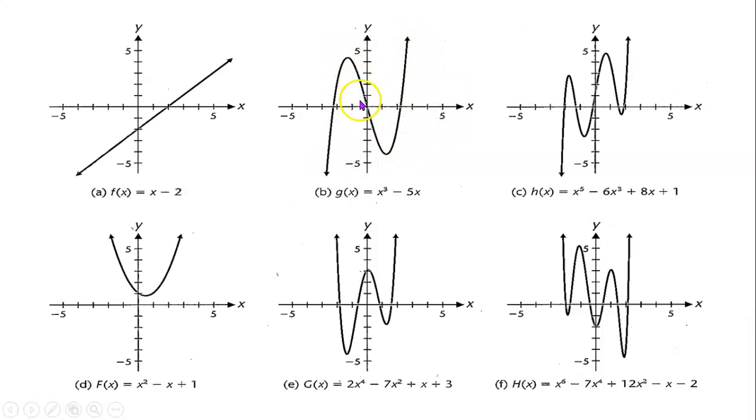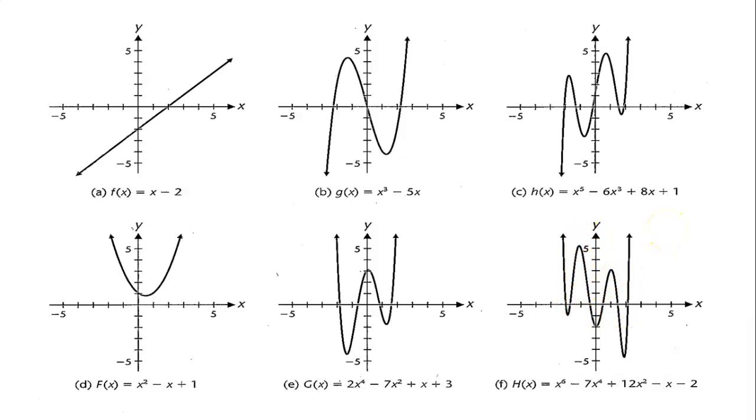Notice the graph has 2 turning points. The parabola just had 1 turning point. The degree 3 equation, the graph has 2 turning points. For this degree 4 polynomial, the graph has 3 turning points. The degree 5 polynomial, the graph has 4 turning points. And the degree 6 polynomial, the graph has 5 turning points.